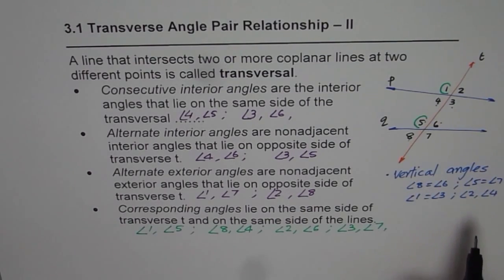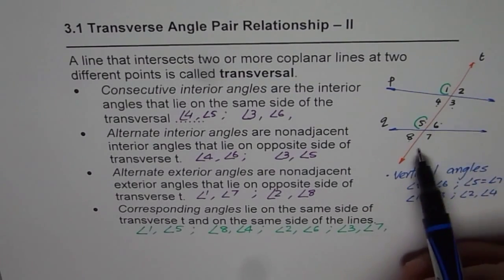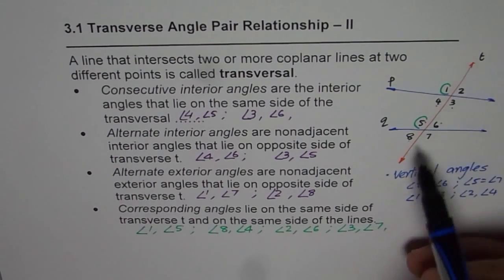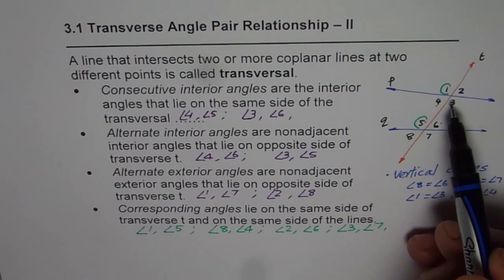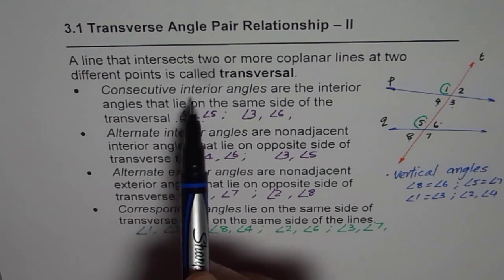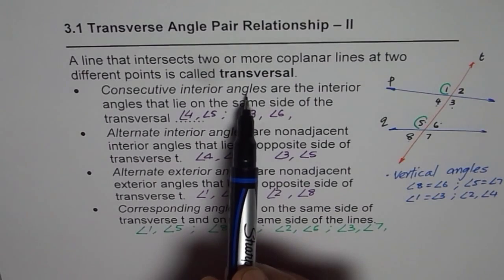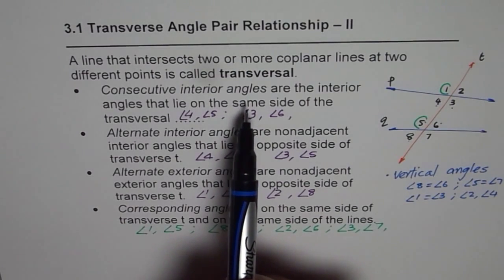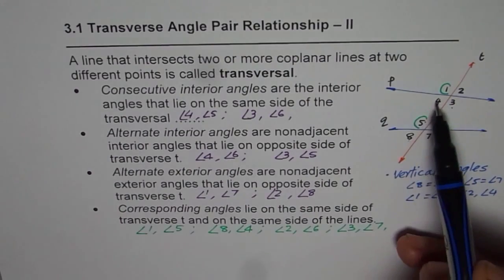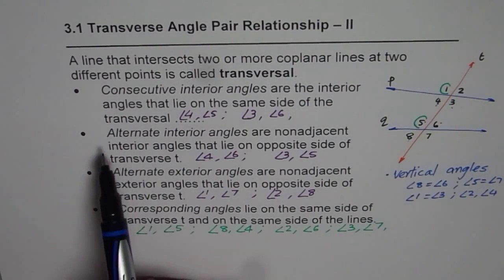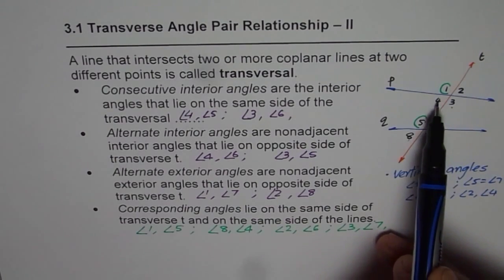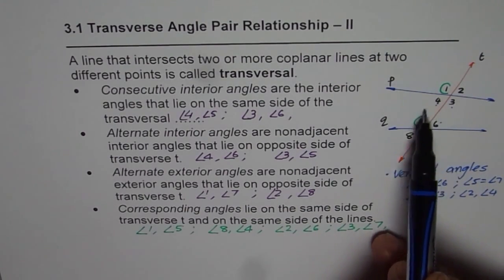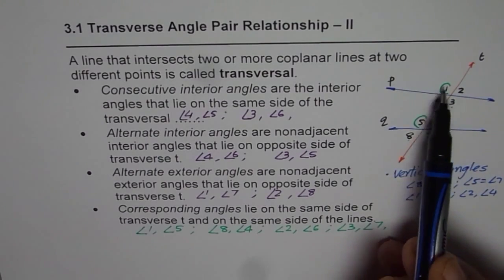But when we're talking about a transversal line, in that case we are considering two lines at least and a line cutting across, so at least 8 angles. In that we have learned 4 new terms: consecutive interior angles. Consecutive means which come together on the same side, right? So 4 and 5. Interior means inside. Alternate interior angles, non-adjacent, opposite side, correct? So 4 and 6.